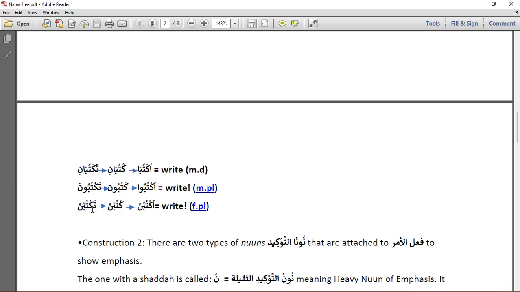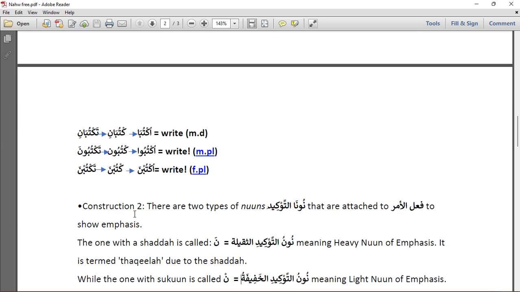The only thing we are removing is just the harful mudhara. Then we add hamzatul wasl to be able to pronounce the word, because we cannot pronounce a word that starts with sukun. So we have what? Uktubna. The noon is there to stay. So that is the first construction.